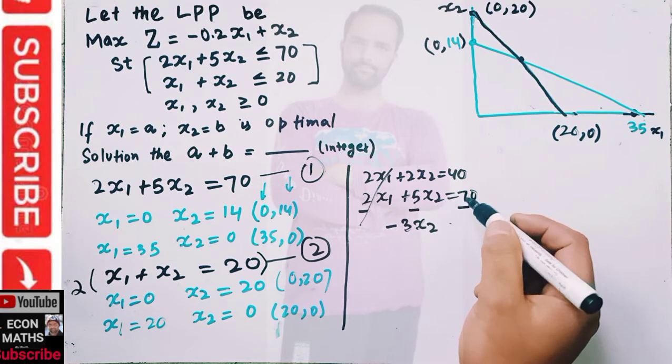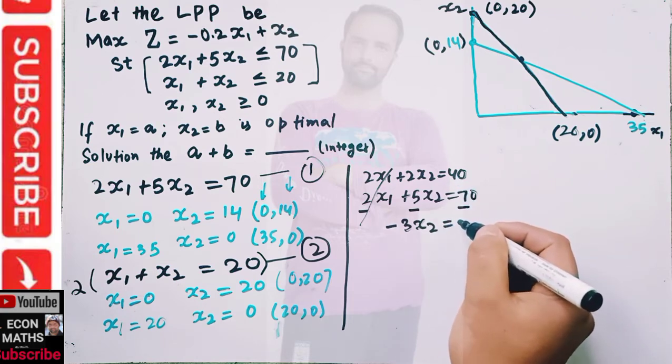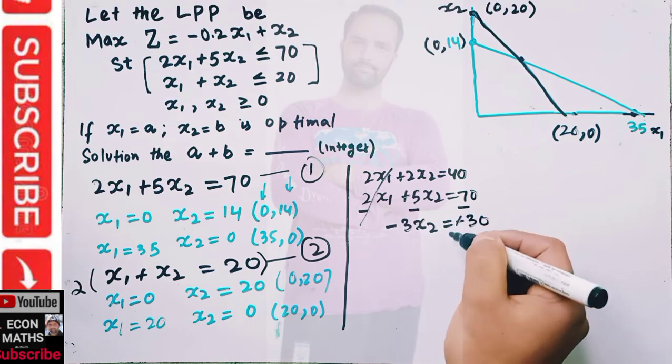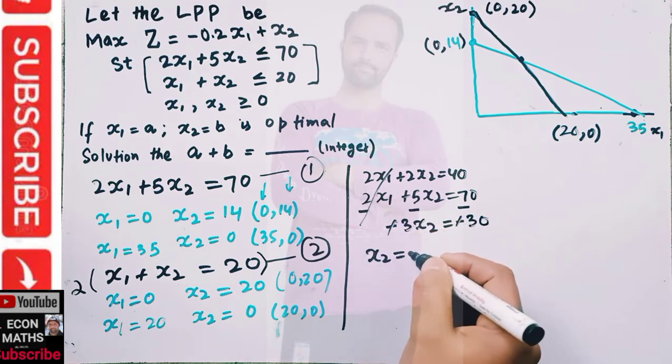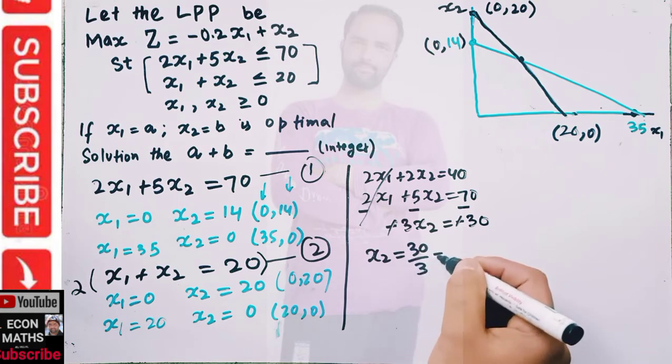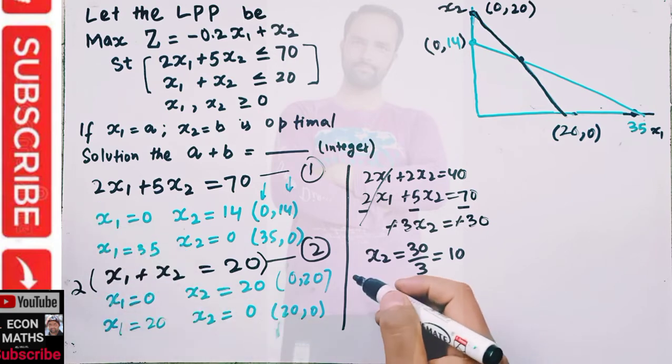so 2x2 minus 5x2 comes out to be minus 3x2, and 40 minus 70 comes out to be minus 30. So the negative sign gets cancelled. x2 is equal to 30 upon 3, which means we have 10 as the value of x2. If x2 is equal to 10, then what will be the value of x1?